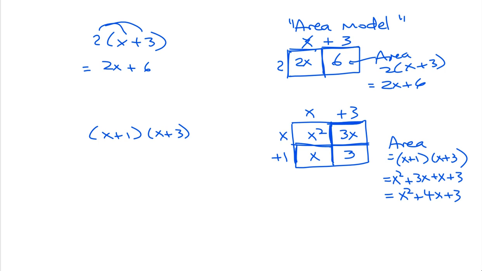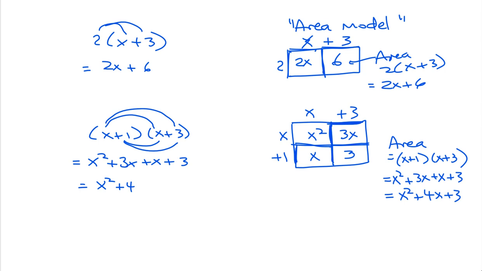Algebraically, you could do this without drawing a picture. You could recognize that in the picture, each term in the first bracket is multiplied by each term in the second bracket. Since you have 2 terms in the first and 2 terms in the second, you have a total of 4 multiplications to do. What were those 4 multiplications? First it was x times x, that's x squared. Then it was x times 3, so that's 3x. Then it was 1 times x, so that's x. And then it was 1 times 3, and that's 3. Then we add them up and collect the like terms. So that's how you do it without the picture.